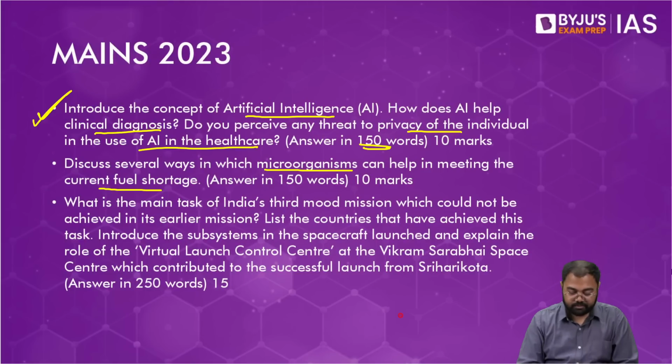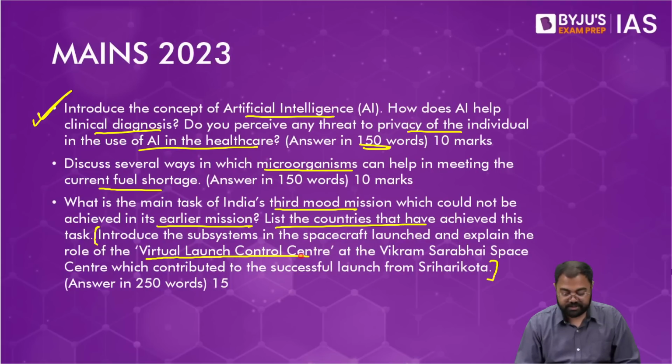And now the next question has been about Chandrayaan 3, that when it comes to Chandrayaan 3, what happened this time that we could not do last time? List the countries that have achieved the task. And this was a difficult part that they had asked. Introduce the subsystems in the spacecraft launch and explain the role of the virtual launch control center at Vikram Sarabhai Space Center, that which contributed to the successful launch from Sriharikota.